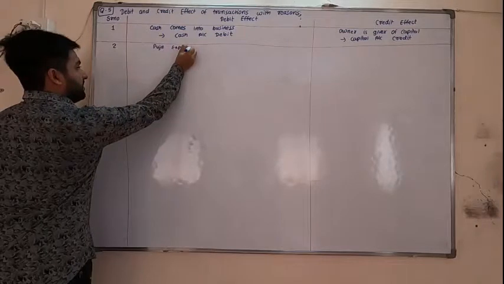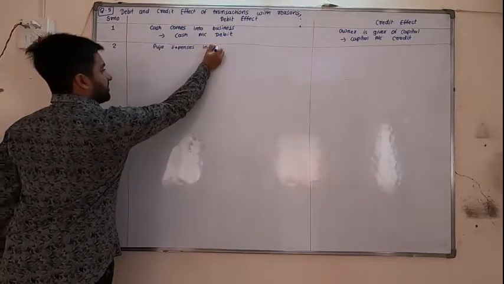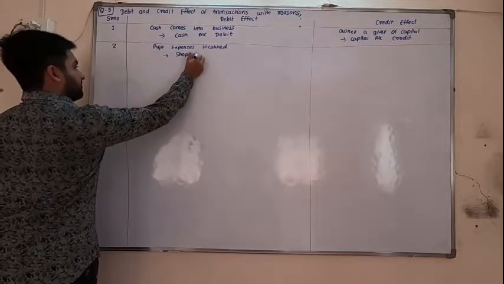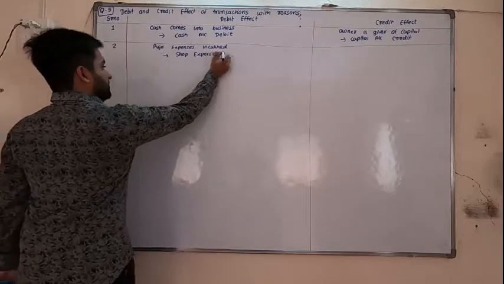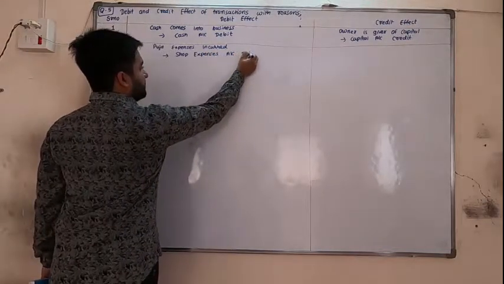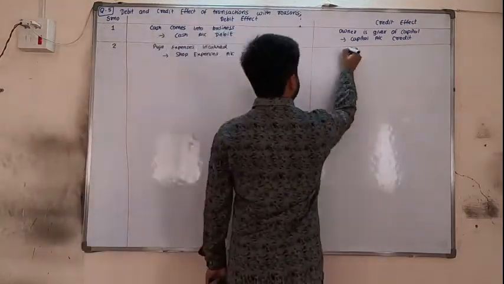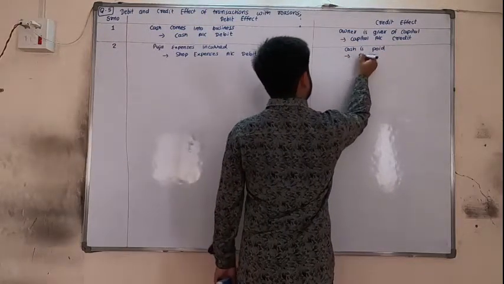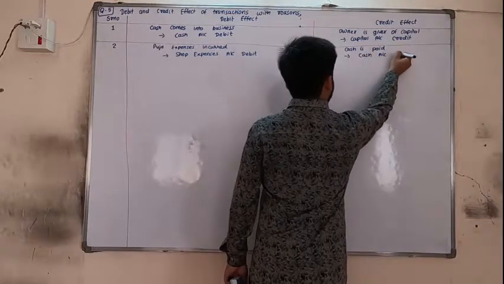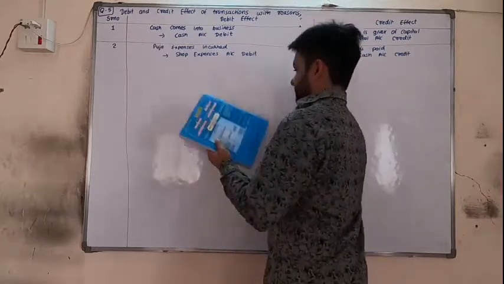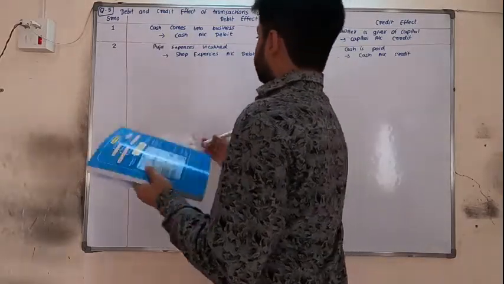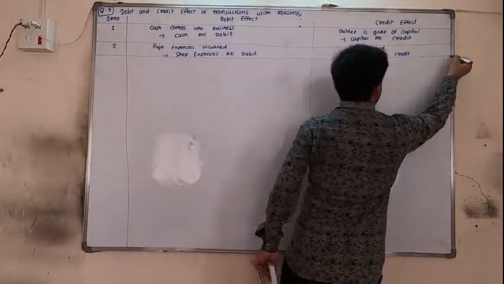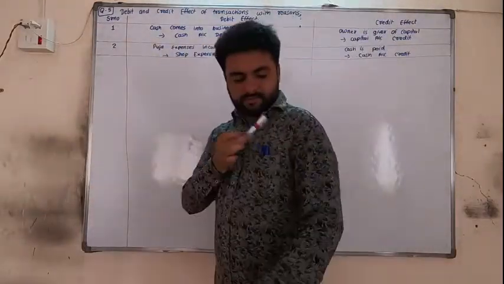Puja expenses incurred. Shop expenses account debit. Cash is paid. Cash account credit. Next.